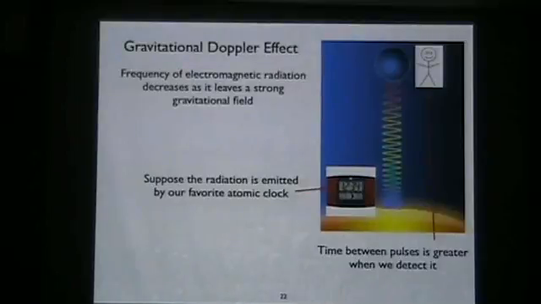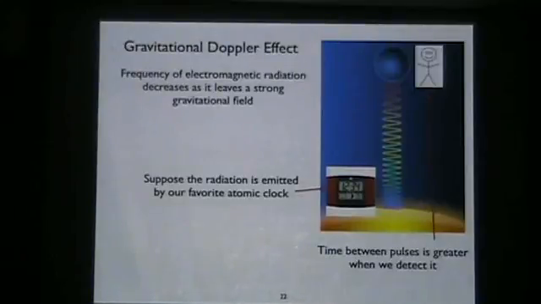Now, this leads indirectly to the third weird property of gravity that I wanted to get into. It's a little bit indirect, but I'll talk about it in this way, and that is the so-called gravitational time dilation. So you can imagine that radiation is being emitted by our favorite atomic clock. So we put an atomic clock here. Now, how do atomic clocks work? Well, atomic clocks measure oscillations of atoms, like the cesium atom, for example. And the period of oscillations of the cesium atom is a very fixed time, and that becomes the standard of time.